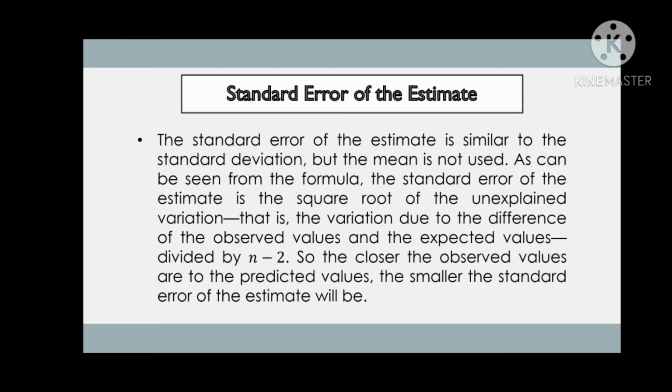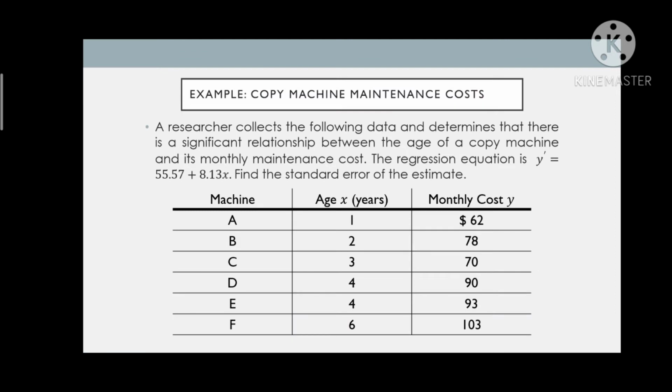As can be seen from the formula, the standard error of the estimate is the square root of the unexplained variation. That is the variation due to the difference of the observed values and the expected values, divided by n minus 2. So the closer the observed values are to the predicted values, the smaller the standard error of the estimate will be. Let's proceed to the first example, the copy machine maintenance cost.